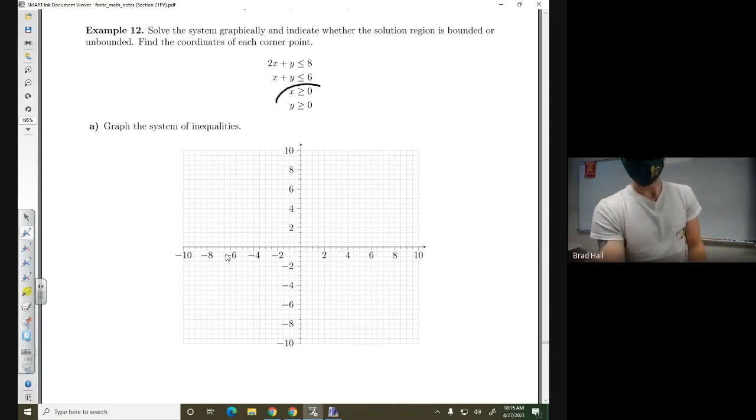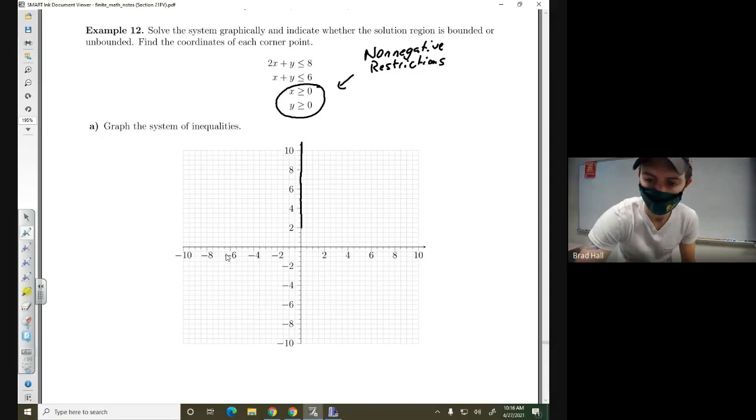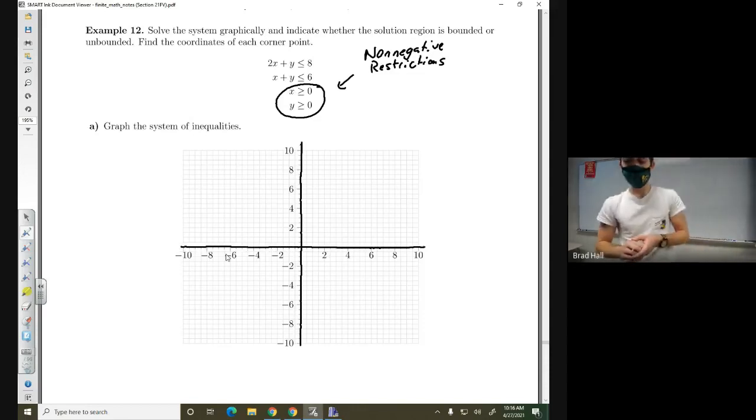Two of these are pretty easy though. These are the non-negative restrictions. And with those, that means you always put a line on the y-axis and a line on the x-axis. So I'll go ahead and do that first. That already takes care of those two. Okay, so that's two of these four that we already knocked out.